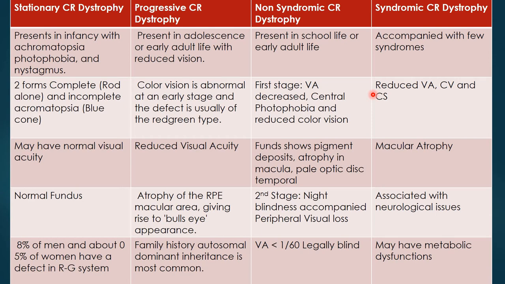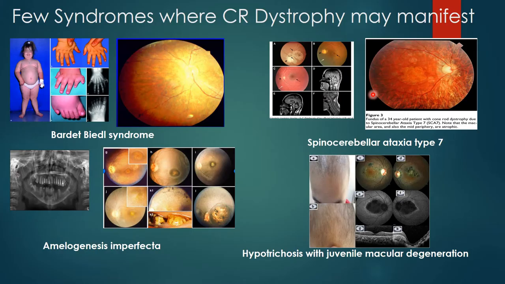Coming to syndromic dystrophy, it is chondrodystrophy accompanied with any kind of systemic syndrome. So again they will have reduced visual acuity, color vision, contrast sensitivity, and then there would be macular atrophy associated with neurological issues, and then they may have a metabolic dysfunction as well. And these are the major syndromes which may manifest chondrodystrophies.